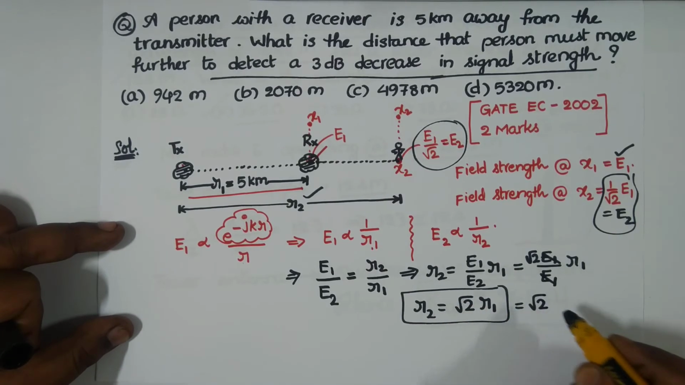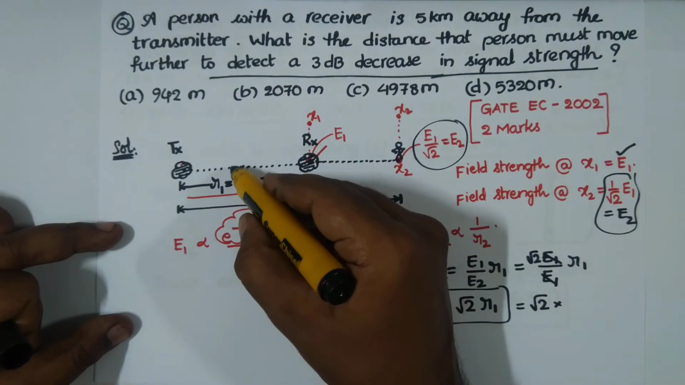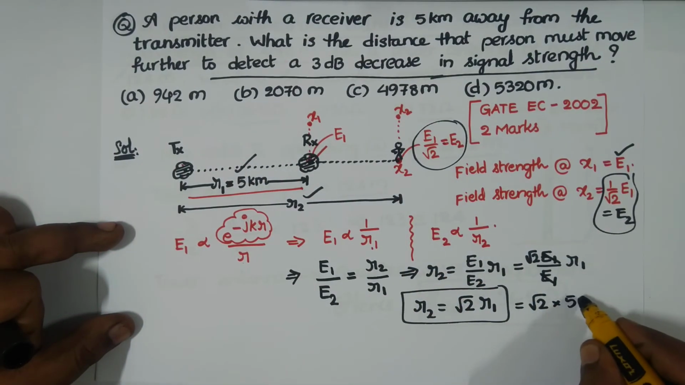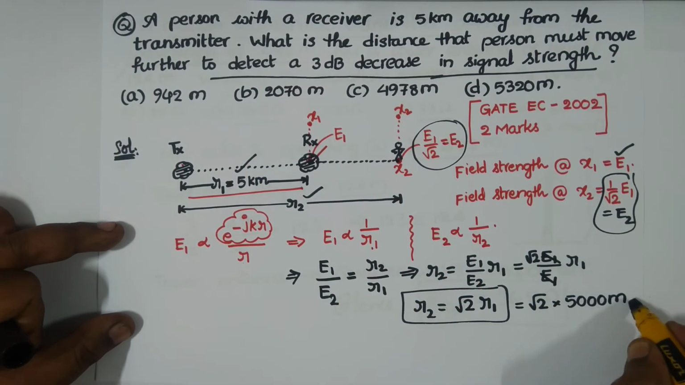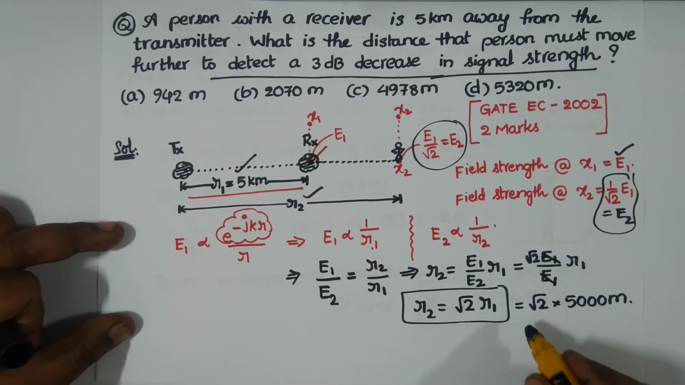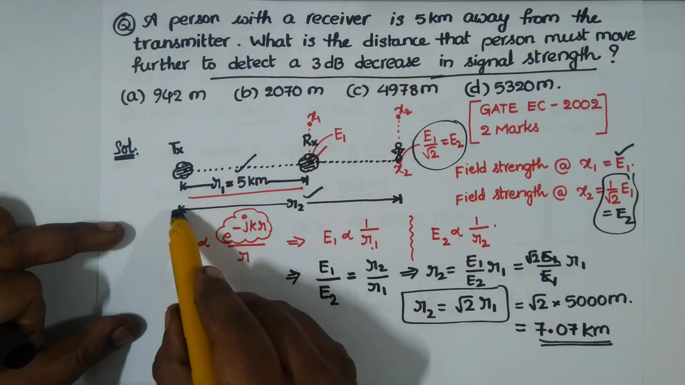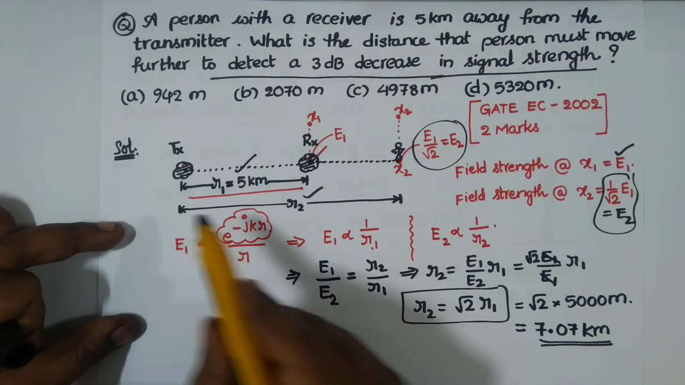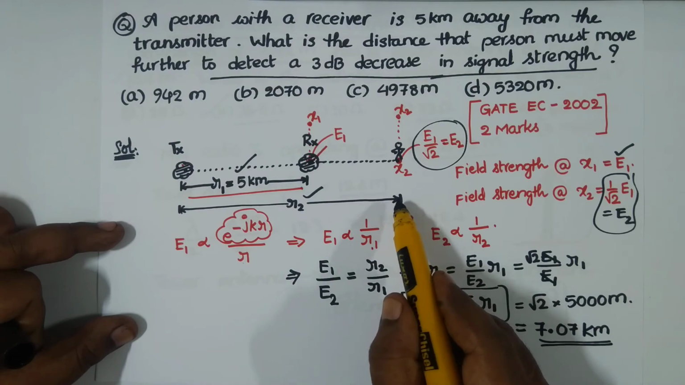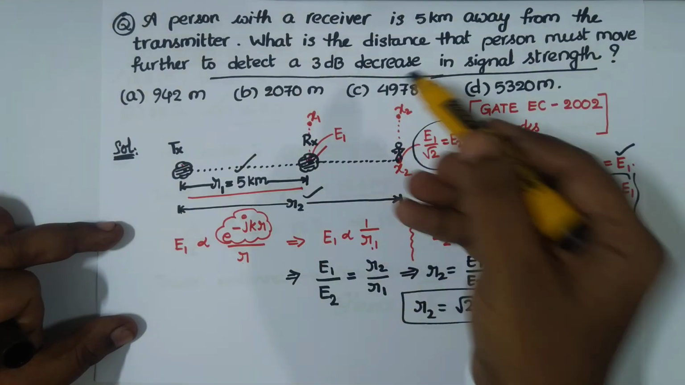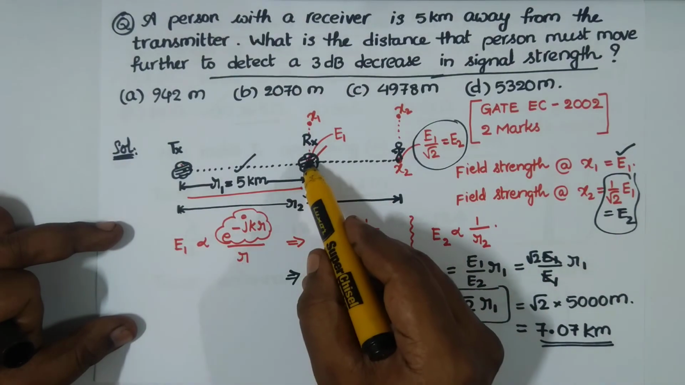Now square root of 2 is 1.414 and so on, multiplied by R1. R1 is equal to 5 kilometers, that is 5000 meters. So root 2 multiplied by 5000 meters is equal to 7.07 kilometers. That means from the transmitter antenna, at a distance of 7.07 kilometers, he will definitely detect a 3 dB decrease in signal strength relative to position x1.